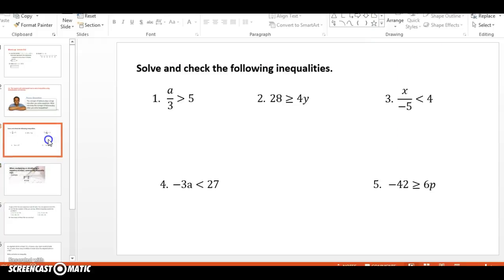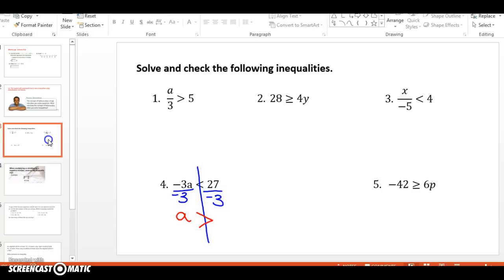So let's look at number 4. Okay, what do I have to do to solve this one? Divide by -3. And we just said divide by a negative number. So what's going to happen? You're going to flip your sign. Okay? So divide by -3. So you're going to go ahead and reverse the inequality symbol. And then we're going to work it like normal.